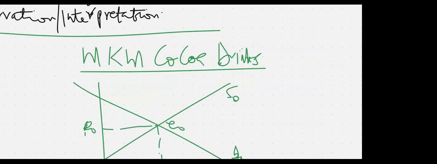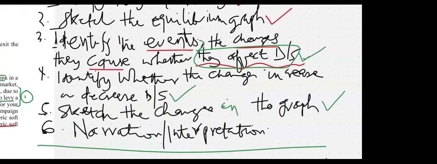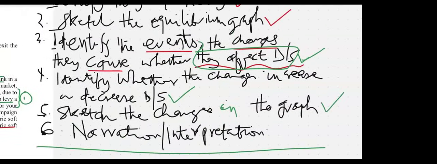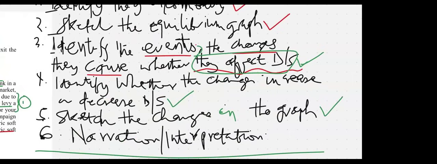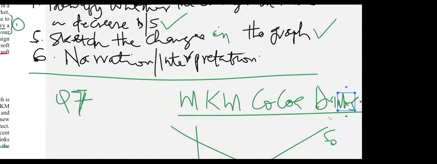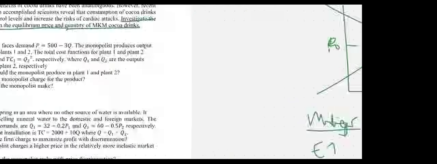Then what's the next step? We go and identify the events. Know the changes. Know whether they affect demand or supply. That's the next step. So first, we go for the events. So event workings. Event 1. Event 2. So let's go to the data for the question.